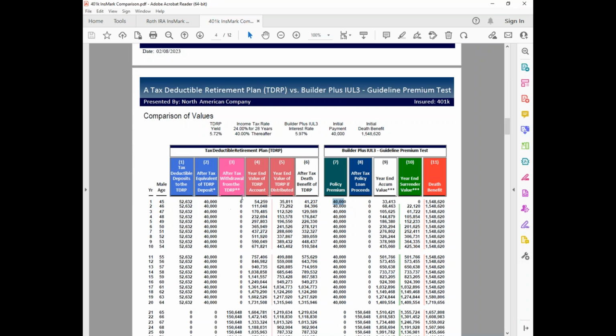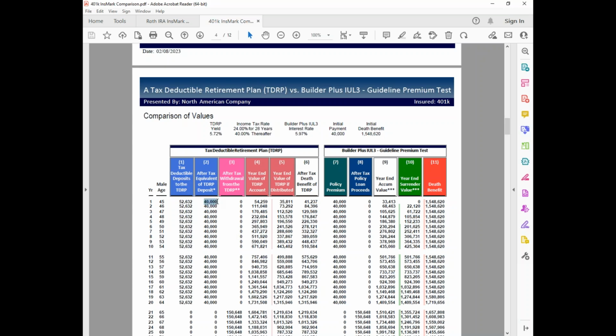And then because this is a 401k, column 4 is what the value is at the end of the year, but column 5 is if it was distributed, because there would be a penalty since at 45 we're less than age 59 and a half. And then of course it also shows the after-tax if it was due to death. So this is if they surrendered it and cashed it out, and this is if they died, what would be taxable. So that's the difference in how you read those columns on a comparison like this.